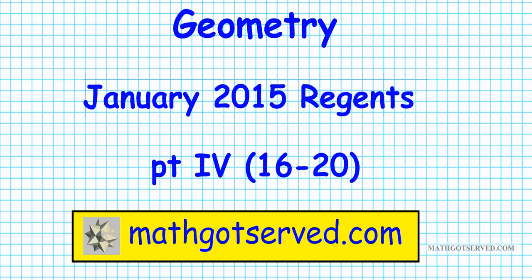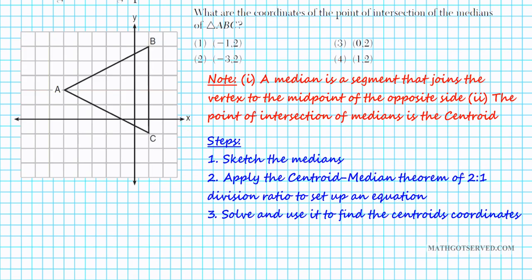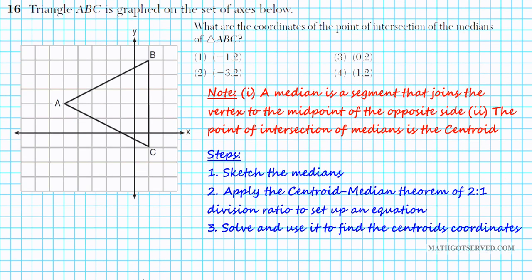In this clip, we're going to be going over problems 16 to 20 of the Geometry January 2015 Regents examination. All right, let's take a look at problem number 16. It reads, triangle ABC graphed on the set of axes below, this triangle right here. What are the coordinates of the point of intersection of the medians of triangle ABC?